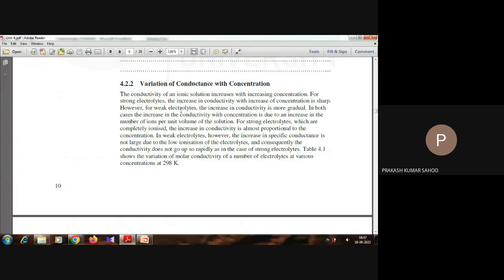And here, the specific conductance is given, I think. For strong electrolytes, the increase in conductivity with increase in concentration is sharp. However, for weak electrolytes, there are two types of electrolytes, strong and weak, the increase in conductivity is more gradual.